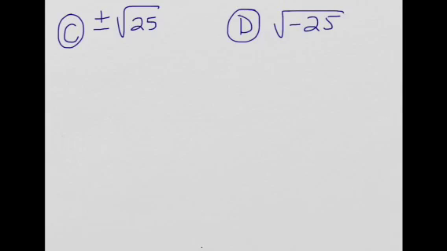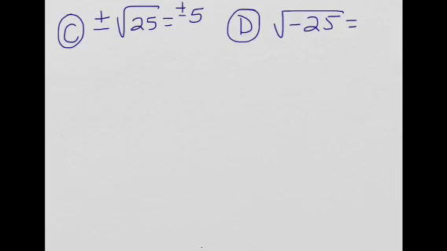Now here you'll notice that we have a positive and a negative sign, which means it wants us to list both of the roots for 25. So our answer is going to be positive or negative 5, because positive 5 times positive 5 equals 25, and negative 5 times negative 5 equals 25.